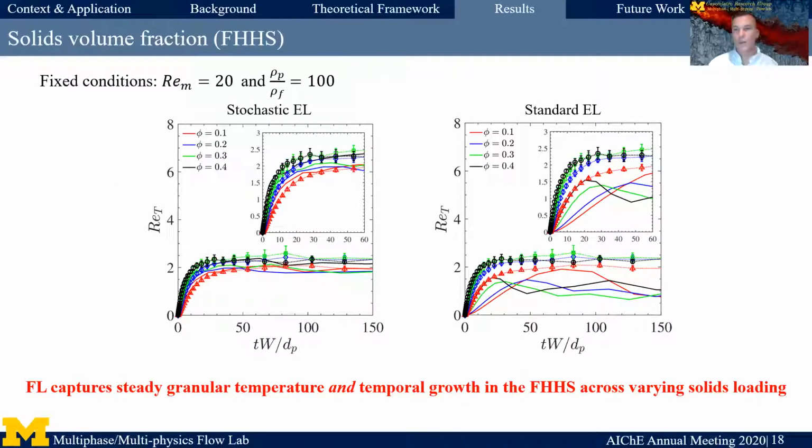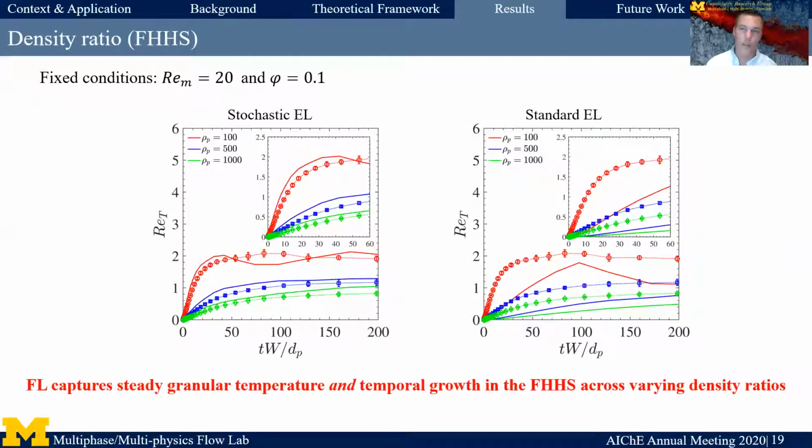Looking across different solids volume fractions, what we'll see is with a fixed Reynolds number and density ratio, the stochastic EL is again performing quite well, capturing the temporal evolution as well as the steady value for granular temperature, but the standard Euler-Lagrange method does not. So it's not a matter of looking just at a particular regime where it's poor. We're seeing that across a lot of different Reynolds numbers and solids volume fractions, we're just not able to capture the granular temperature with standard EL.